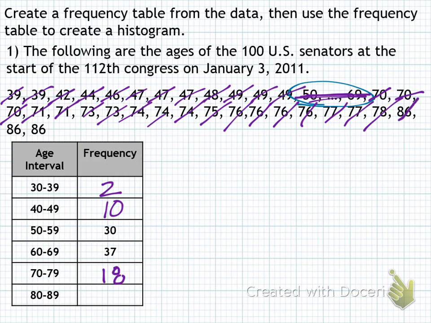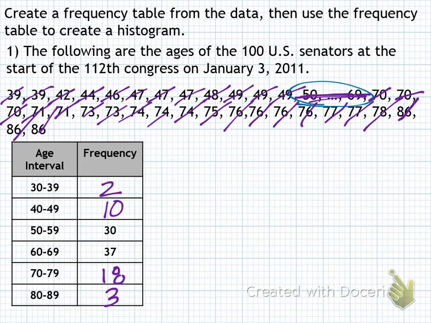Sometimes there's going to be a lot of data that we would be working with, but it's just counting. When it's right in front of you, it's easier to cross it out, but I went quickly because it's just long. We good? So these would be the frequencies. We can check that we counted correctly by adding these up. We want our total to be 100 because there are 100 U.S. senators. 2 plus 10 is 12, plus 30 would be 42. 42 plus 18 gives me 60. And then these two are 40, so that's 100. They all add up to 100, so I counted correctly.